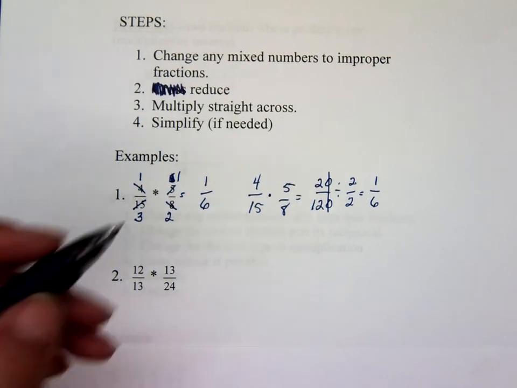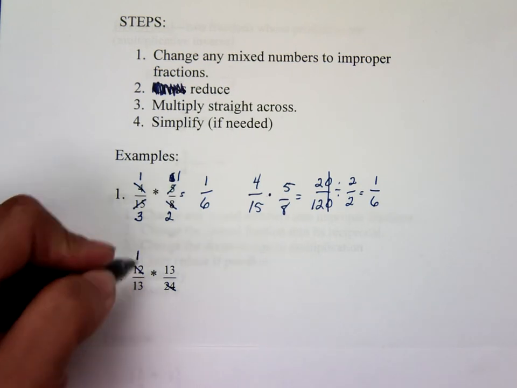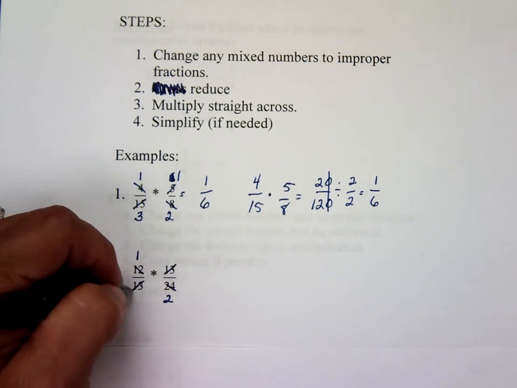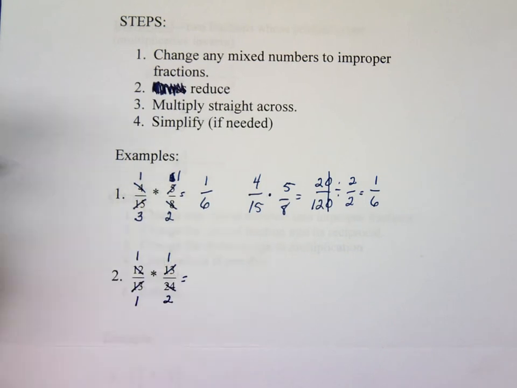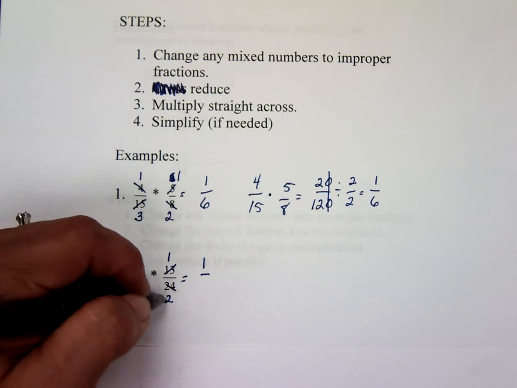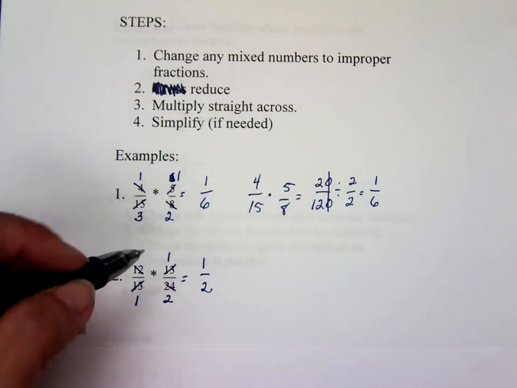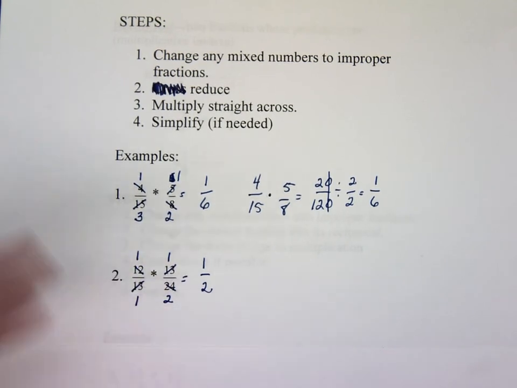All right, so you should have seen that 12 and 24, the number that goes into both of them is 12. So 12 goes into 12 once, 12 goes into 24 twice. Looking at diagonally, 13 goes into 13 once, and 13 goes into 13 once. Multiply across, and you get 1 times 1 is 1, and 1 times 2 is 2. And so the answer is 1/2. Now you could have multiplied 12 times 13 and 13 times 24, but you'll get a huge number, and that's just really hard to reduce.